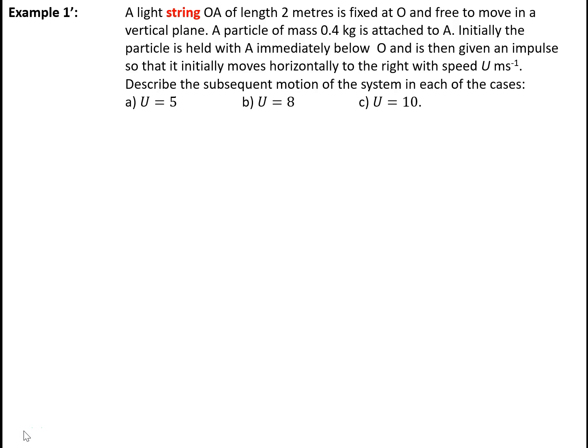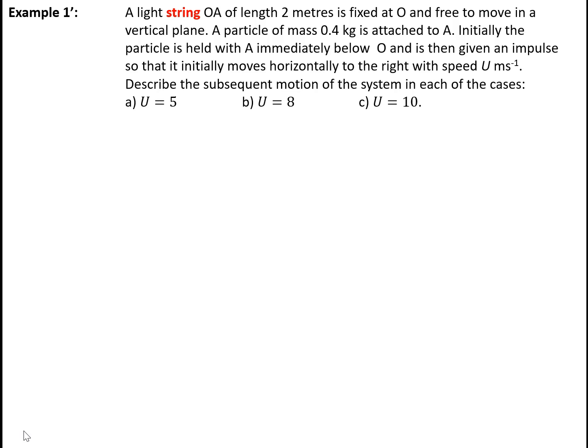So we've got a light string OA of length 2 meters fixed at O. It's free to move in the vertical plane about the point O. A particle of mass 0.4 kilograms is attached to A. Initially the particle is held with A immediately below O and is then given an impulse so that it initially moves horizontally to the right with speed u meters per second. And we've got to describe the subsequent motion of the system in each of the cases u equals 5, u equals 8 and u equals 10.